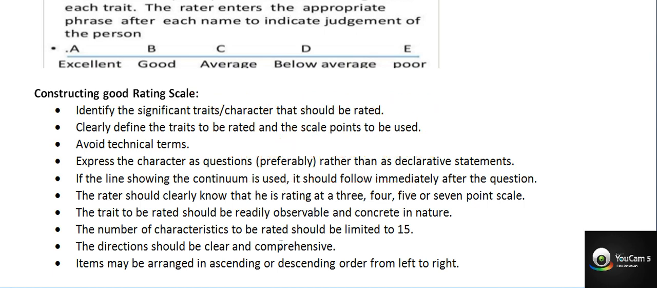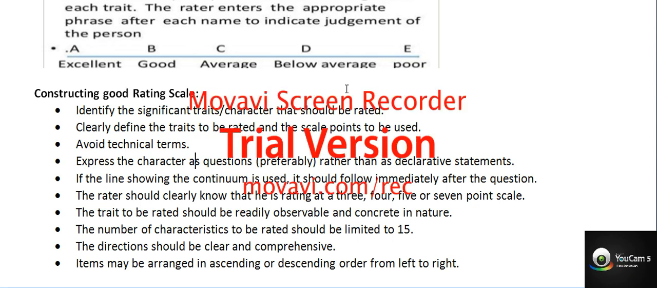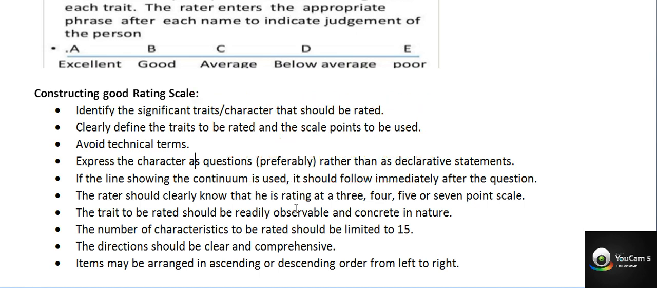The rater should have a clear idea of the points, so that you can set 1, 2, 3, 4. For example, a rating scale can be a 4-point scale, 5-point scale or 7-point scale. If 5 categories are given, it is a 5-point scale. The researcher should know what type of scale he is going to prepare, and as per that he should describe the categories. It should be observable and concrete in nature.